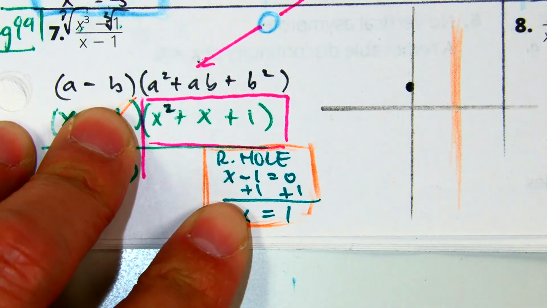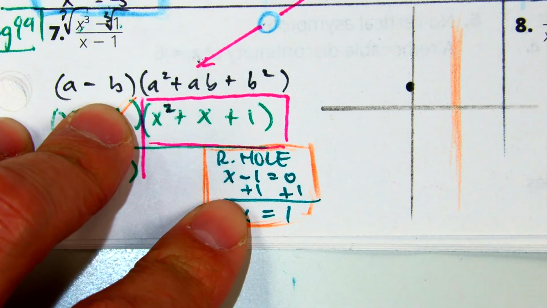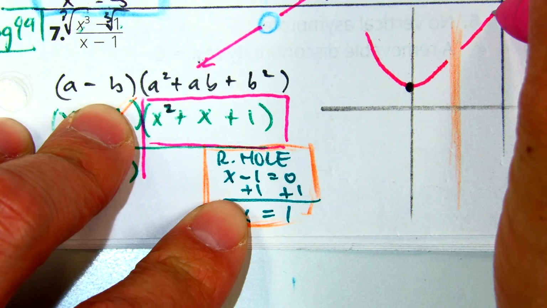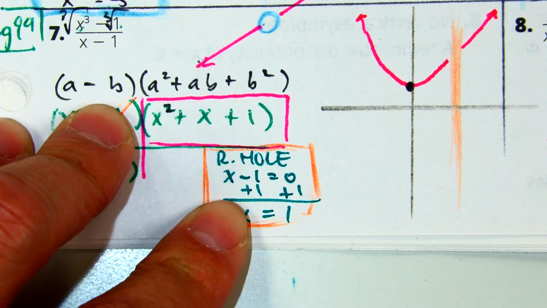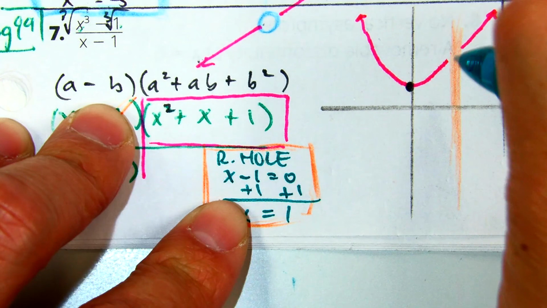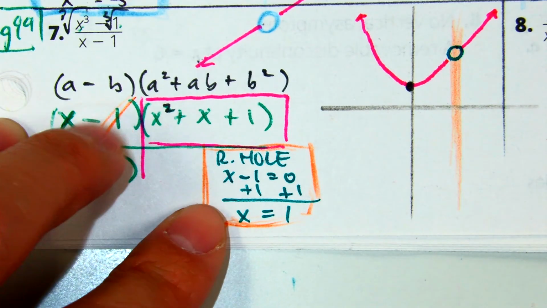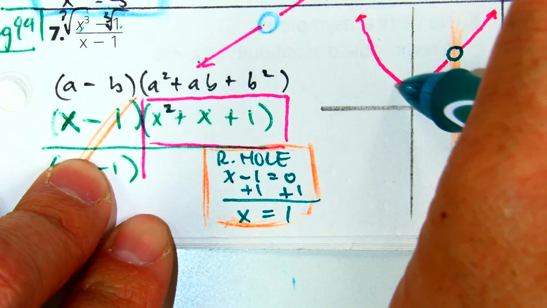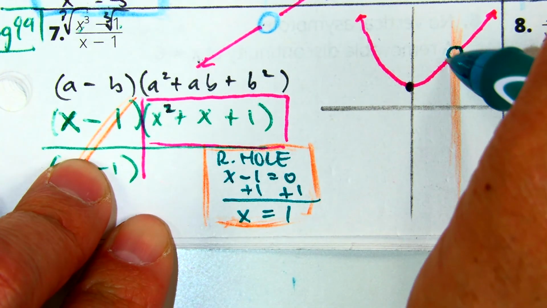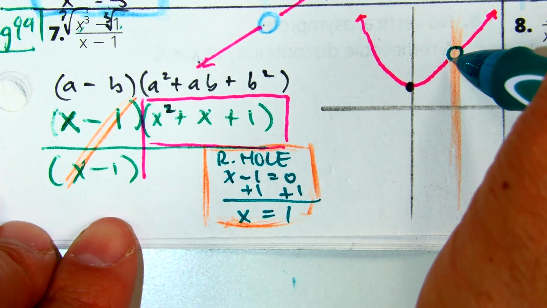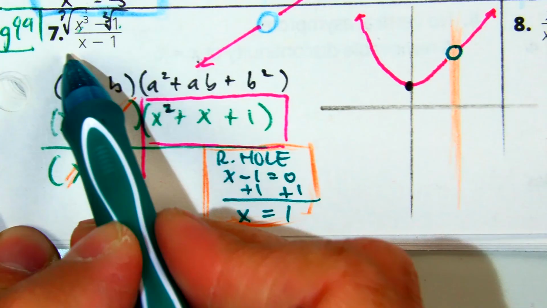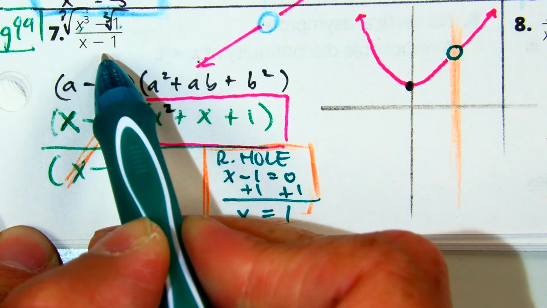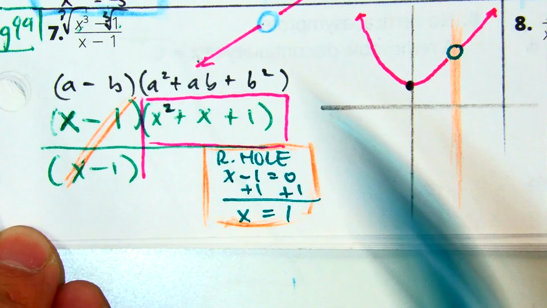But I know when I draw my graph, at that point on the orange, this is where my removable hole is. What does it mean? Any point on the pink graph is defined. It's a solution. But once you hit the undefined hole, it's undefined. Because if you put in 1 there, 1 minus 1 is 0. Anything divided by 0, we learned, is undefined. Okay? So that's question number 7.